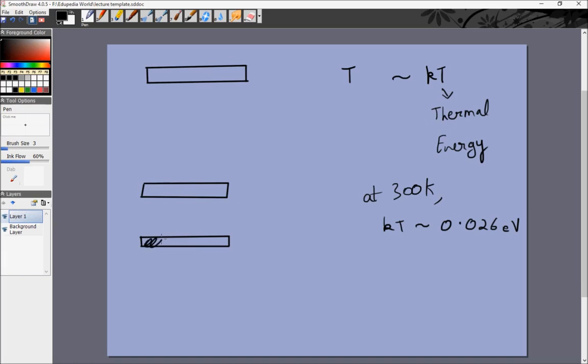So if this is the valence band that is fully filled, and this is the conduction band, and Eg is the band gap between these two. If the band gap is much greater than kT, then no electron from the valence band will ever be able to go to the conduction band. The atomic view of this would be something like this.